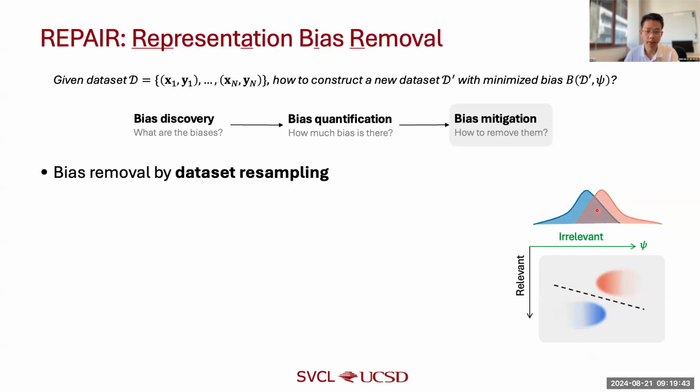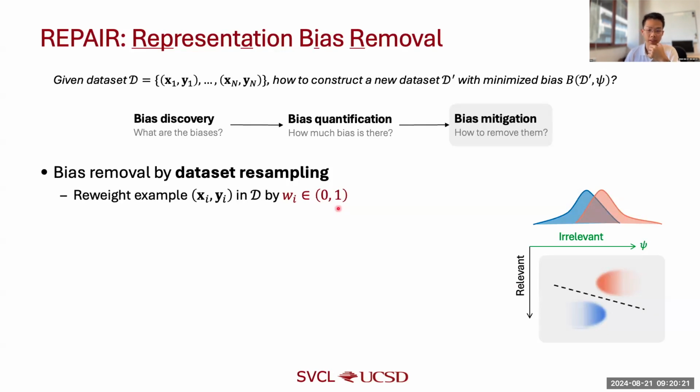Then, as you see, after resampling, the two classes would become less separable using this irrelevant feature psi alone, and hence the bias would be lower. And if you compare before and after, you can see that the resulting classifier on the debiased dataset, or the resampled dataset, also relies less on the irrelevant feature psi, where the optimal classifier would be a horizontal line that only focuses on the relevant features. So we call this procedure representation bias removal, or REPAIR in short.